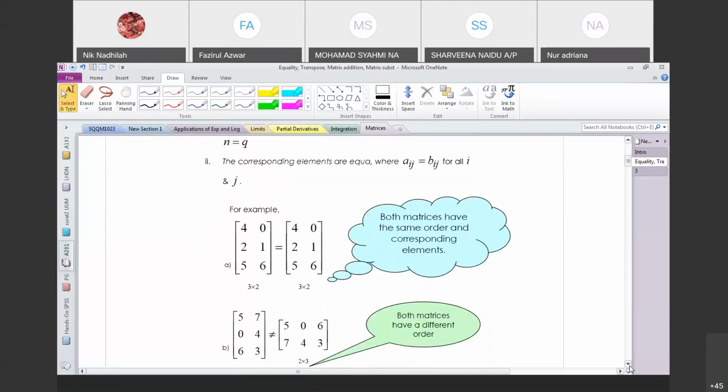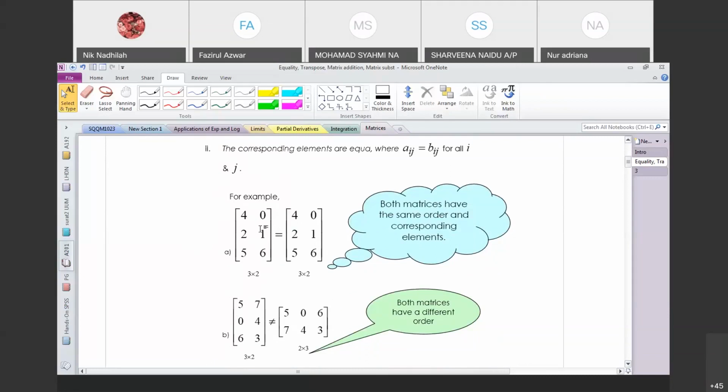For example, we are trying to compare the matrix on the left side and the matrix on the right side. Obviously you can see that both have the same order, and the corresponding elements are also the same. The first element is 4, the second element is 0, the same on the right side. So the matrices in the first example are equal.